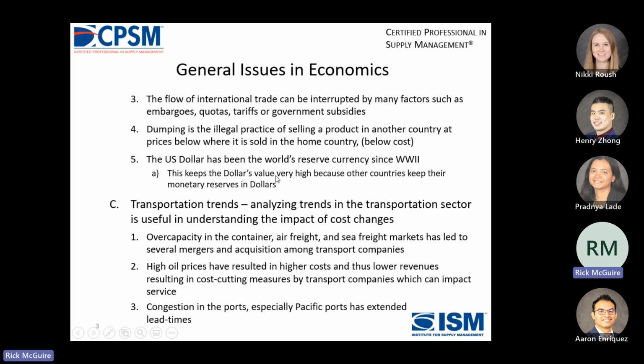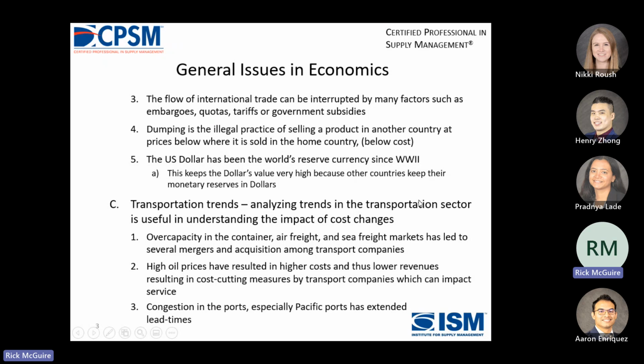So the US dollar has been the world's reserve currency since World War II. This keeps the dollar very high because other countries keep their monetary reserves in dollars. So if you're China and you've got excess income due to a high trade balance, you've got to do something with that extra yuan. And usually what they're going to do is park it in US Treasury bonds because they're considered to be the safest investment in the world, or risk-free.